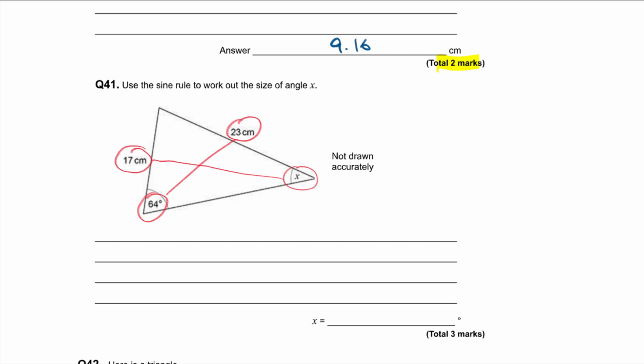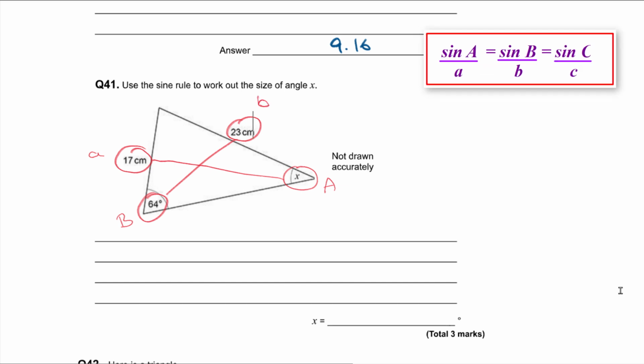Okay, so again, I'm going to label up my sides, capital A, lowercase a, capital B, lowercase b. And then I'm going to write down the sine rule, but this time I'm going to write it down the other way up. Because I want to find an angle this time, I'm going to write it down with the angles at the top and the sides underneath. So rather than writing a over sine A, I'm just going to flip it over and write sine A over a equals sine B over b.